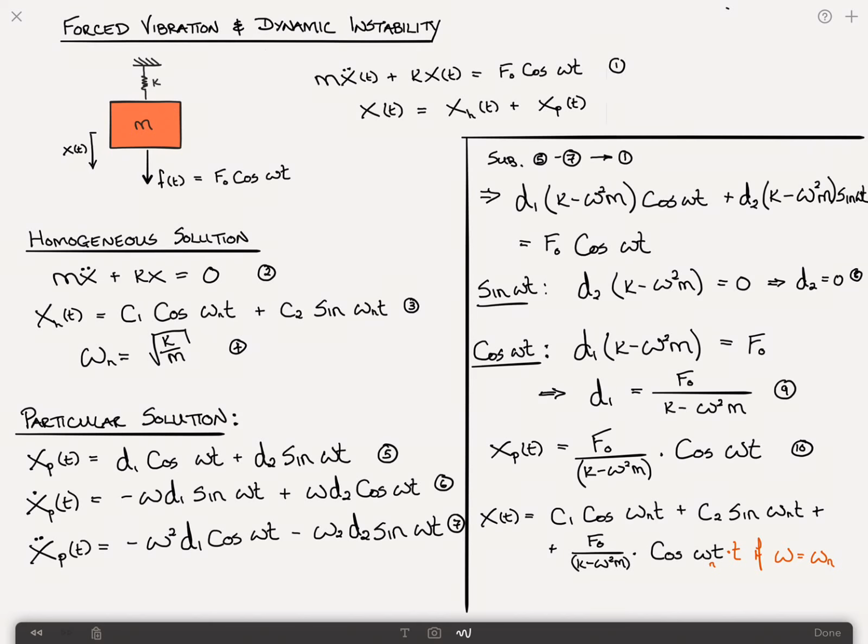So in other words, if omega were equal to omega n, if we were to force this simple harmonic oscillator at its natural frequency, amplitude would grow linearly with time. And that is the nature of the failure of the dynamic instability.